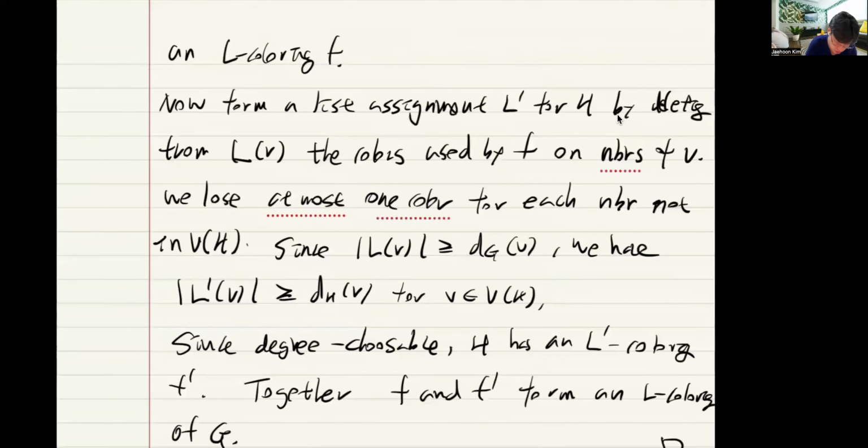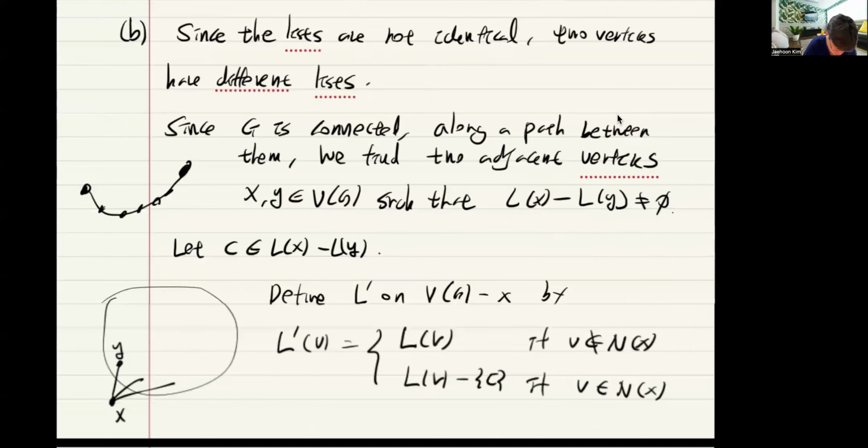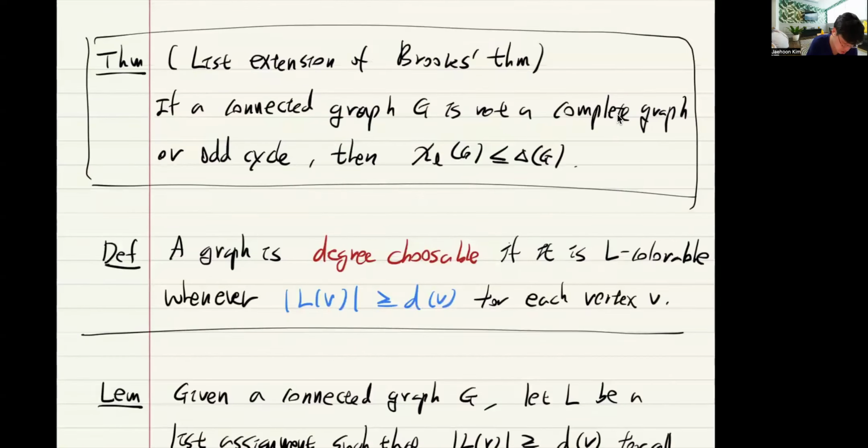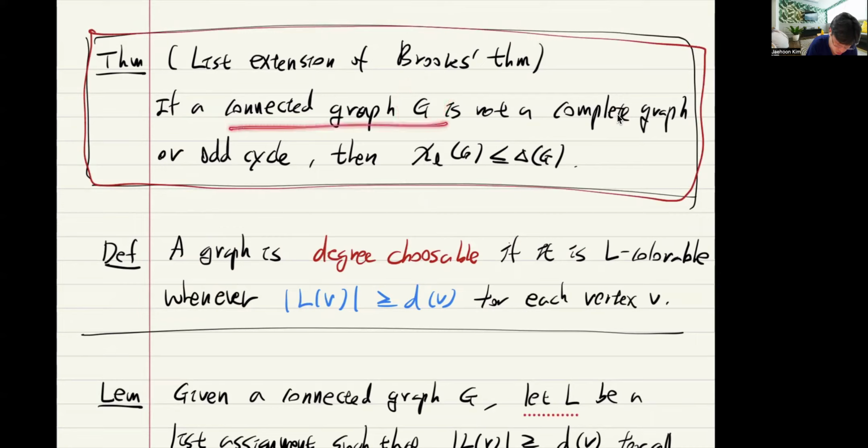So we are in the middle of proving Brooks' theorem. More generally, we are proving this extension of Brooks' theorem: as long as G is a connected graph, and G is not a complete graph or an odd cycle, its chromatic number is at most its maximum degree.